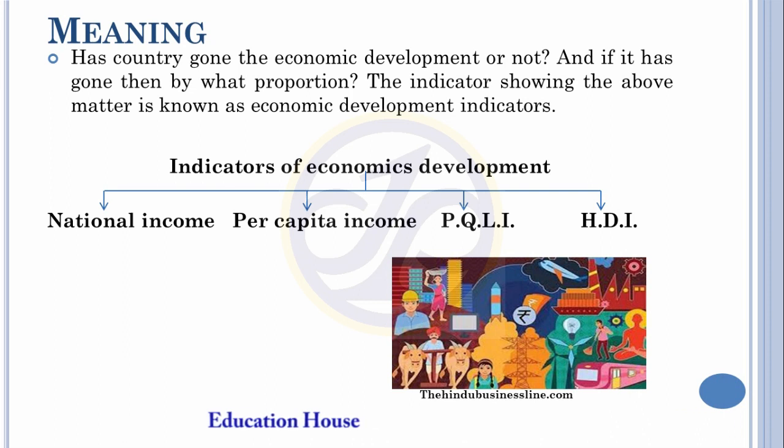What is the meaning of an economic development indicator? First, has the country achieved economic development or not? And if it has, in what proportion has the development been achieved? This is shown by what we call economic development indicators, in which we learn about national income, per capita income, PQLI and HDI.